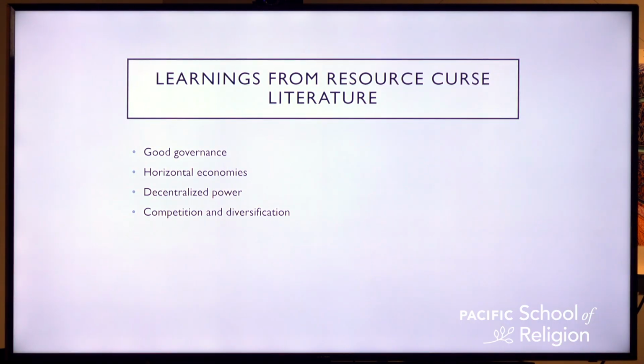So what can we do? One of the learnings from the resource curse literature, first, is this notion of good governance, and second is horizontal economies, so creating economies that are not just reliant on one source. From a data perspective or an infrastructure perspective, this would mean homegrown entities that are able to have some control over the data and infrastructure: decentralized power, competition, and diversification. So rather than having one company control all of the datafication or modernization of a city, having multiple competing powers, hopefully some that are local as well.